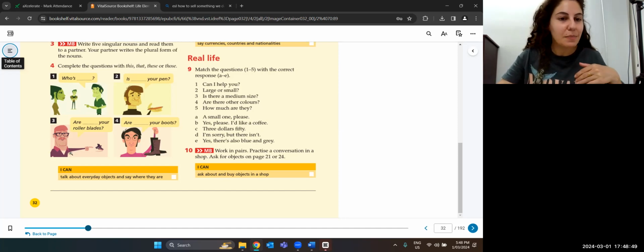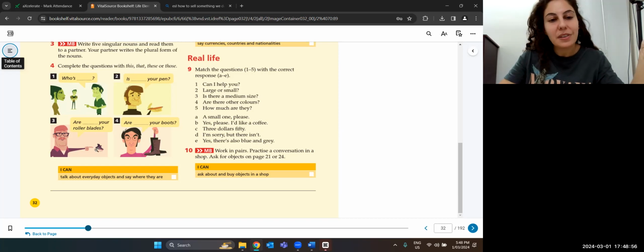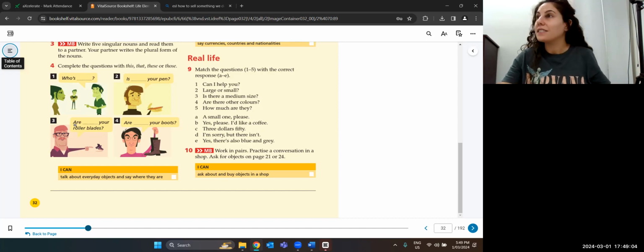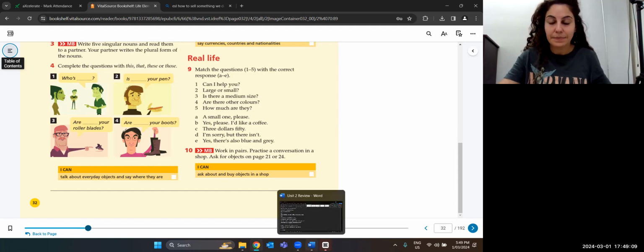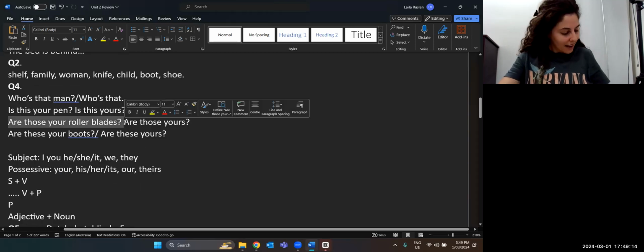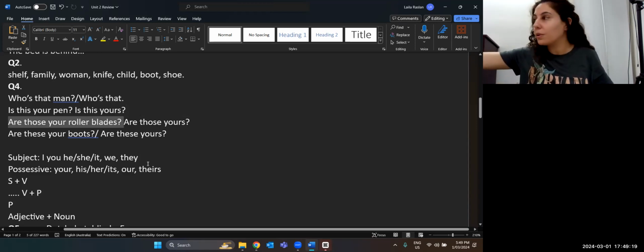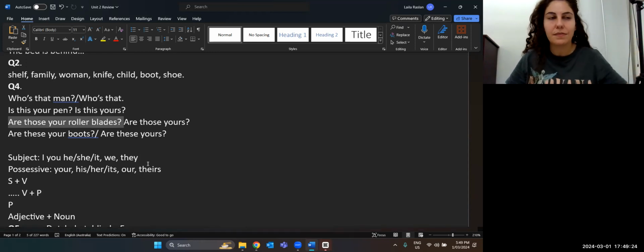Number three, it looks like this man is pointing at rollerblades, so plural, okay? I know it's one object, but because there's two of them, they are plural. What is it? Are these your rollerblades? I think they're a little bit far away because he's not really touching them. So are those your rollerblades? So it must be in a distance that's just a little bit, I can't touch it.